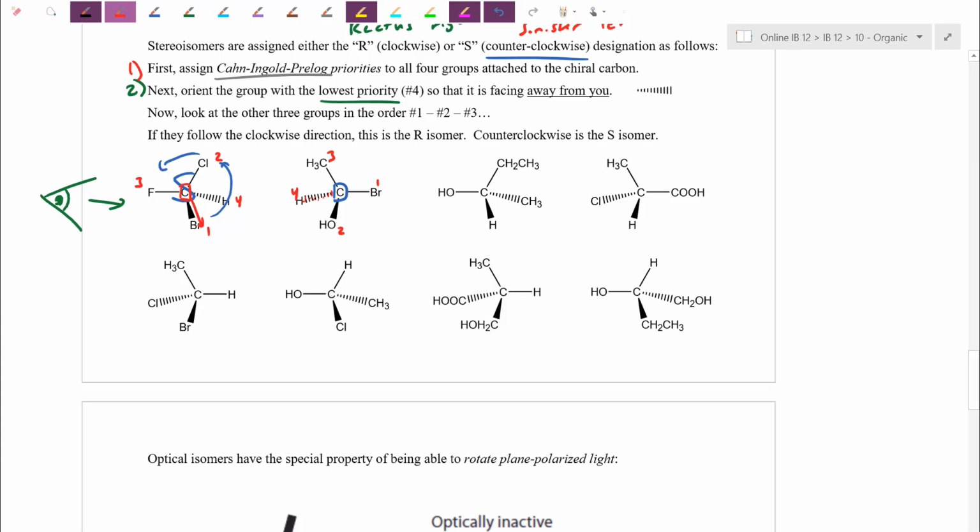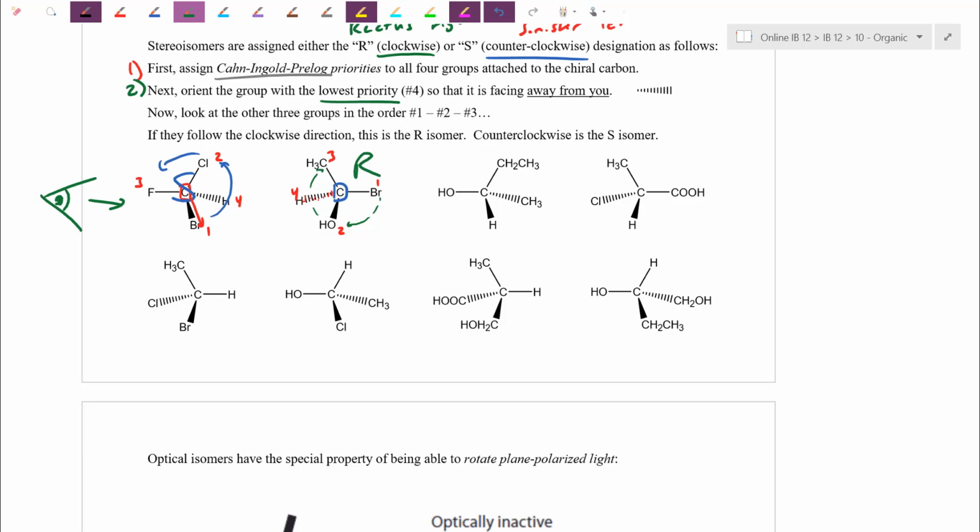So now let's see what happens to the 1, 2, 3. The one that's to the right is going to go to the one that's jumping in front of the page, and then it's going to go up this way. Notice that there's a clockwise orientation. Clockwise is actually the R isomer. And just like E and Z, this R/S comes right at the beginning of the name. Okay, so R hyphen, whatever the rest of the name is, or S hyphen.